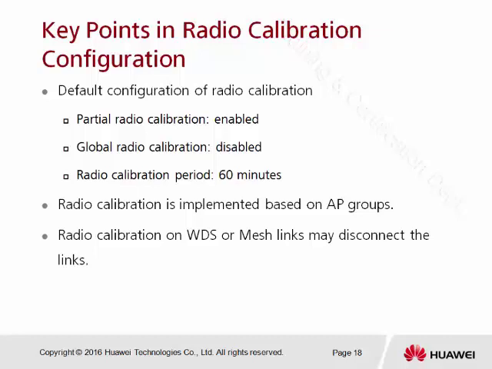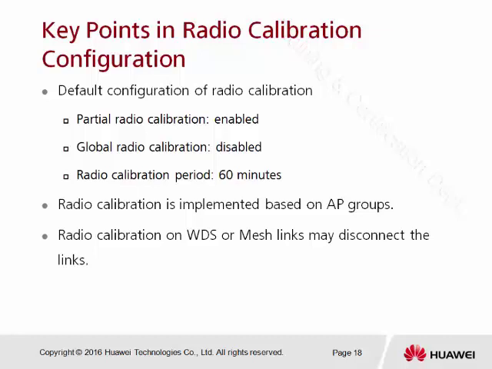Radio calibration is implemented based on the AP group. That's the reason why we need to create a group. The next point: radio calibration on the WDS or the mesh link might disconnect the link. So normally it's not recommended to do it on the WDS or the mesh network. For what we know, the WDS must use the same channel in order to form the point-to-point connection, while the calibration wants to reduce the interference between the two different APs, and the WDS requires the two APs to work.